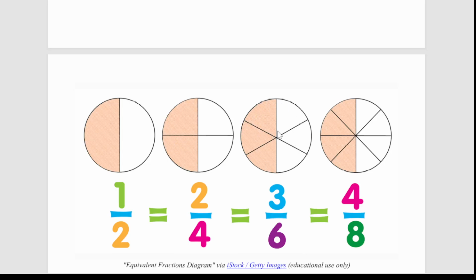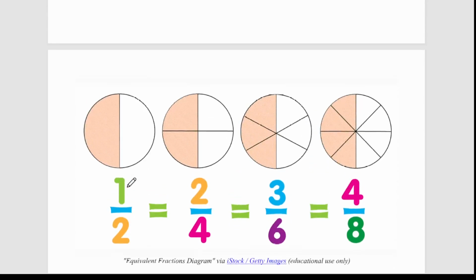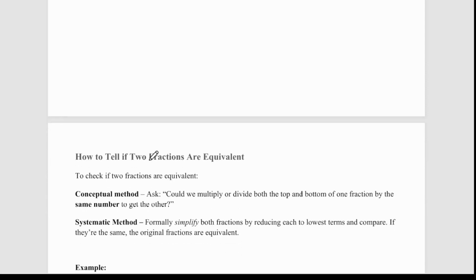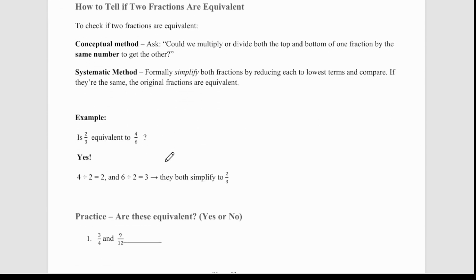Have a whole, divide into 6 equal pieces, give you 3 of them. You'd still have a half of them. Or take a whole and divide it into 8 equal pieces and give you 4 of them, you would still have half of them. Now, how would you figure out that these are all equivalent fractions? Well, you can literally visualize this, or you can be a little bit more systematic and simplify.